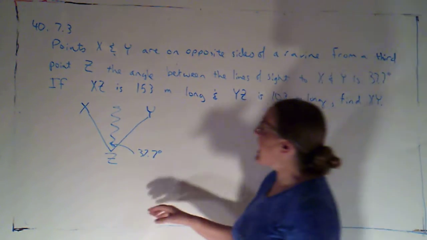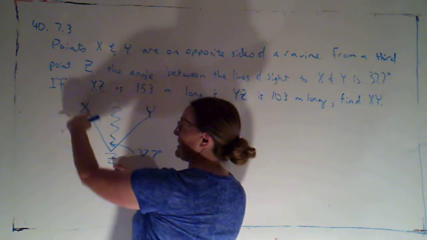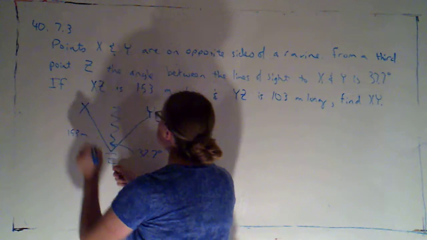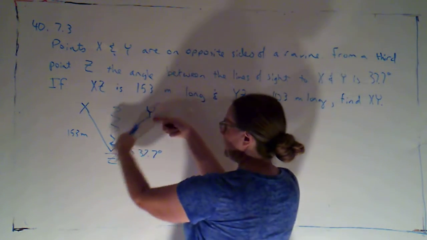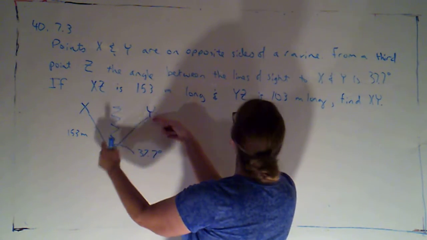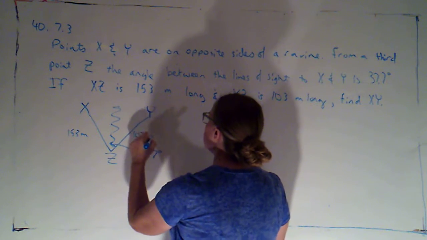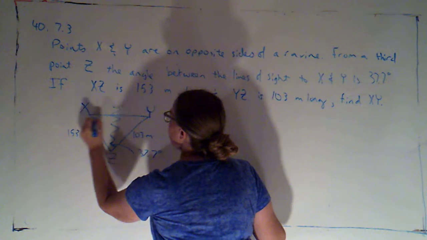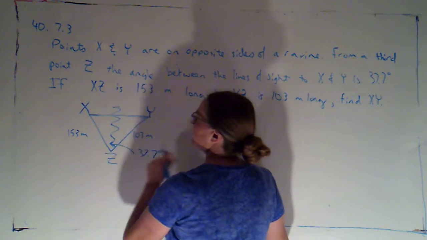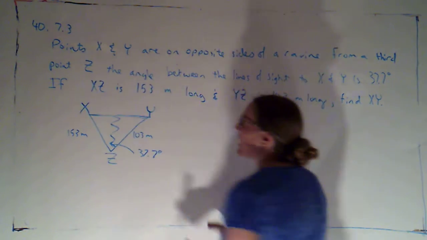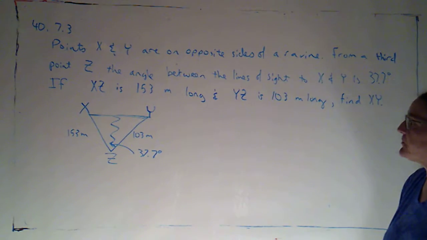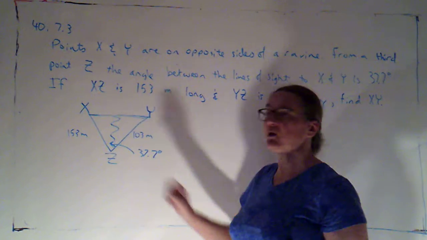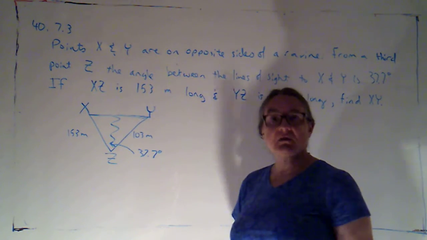And then we're told that xz, the side length connecting these points, is 153 meters. And yz, the length connecting these points, is 103 meters. And we're asked to find xy. Well, that would be this side right here. Okay. So that's what I want to try to figure out. So notice what I've got is two sides and the angle between them. We're going to use law of cosines.